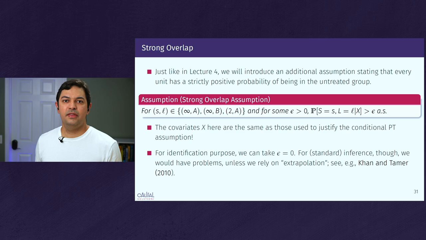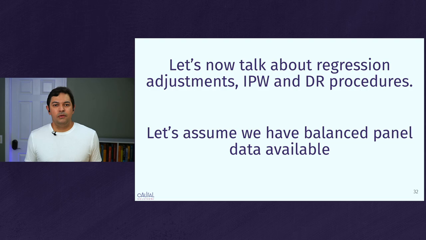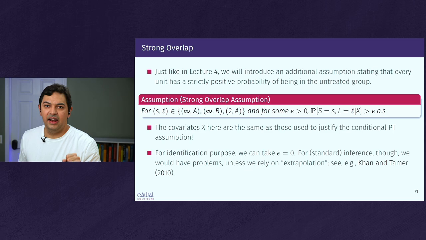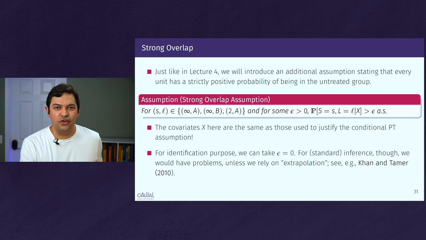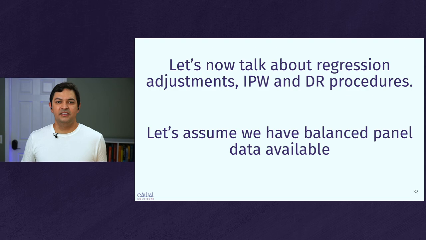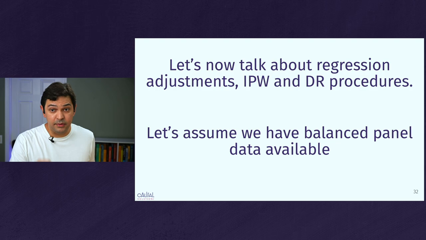Now, I have a conditional parallel trends here for triple differences. I have a strong overlap. I have no anticipation. How can I leverage all that? We can leverage this exactly the same way we have done for differences-in-differences. I can do an outcome regression approach, I can do an IPW approach, and I can do a doubly robust procedure.